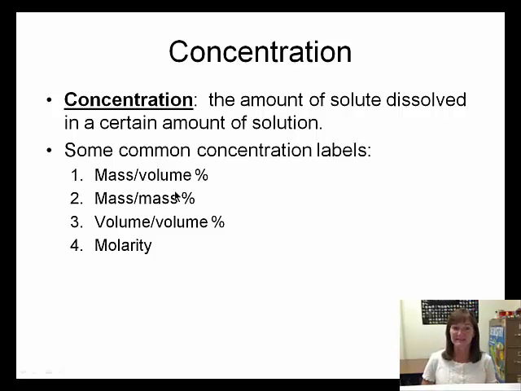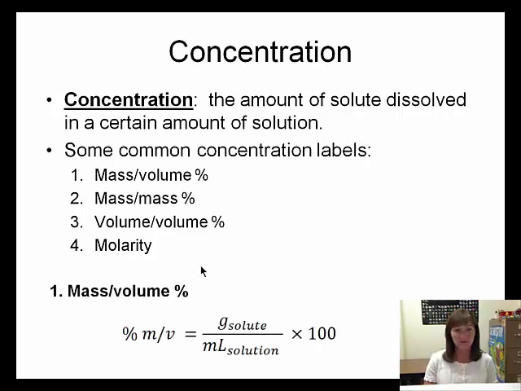So 4 of the concentration units we're going to work on in this chapter, 3 of them are percents: a percent mass volume, a mass percent, a volume percent, and then we're going to deal with molarity. Taking the first one, the mass volume percent has this formula where you take the grams of your solute, divide it by the milliliters of solution, and then multiply it by 100. That's all you need to do.